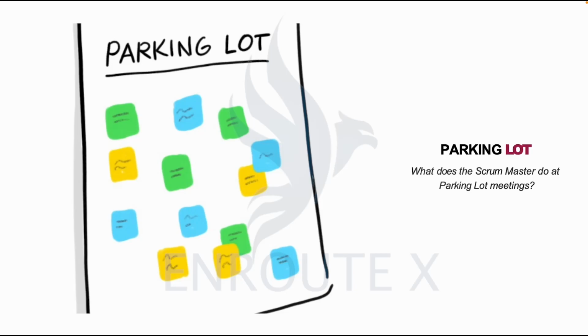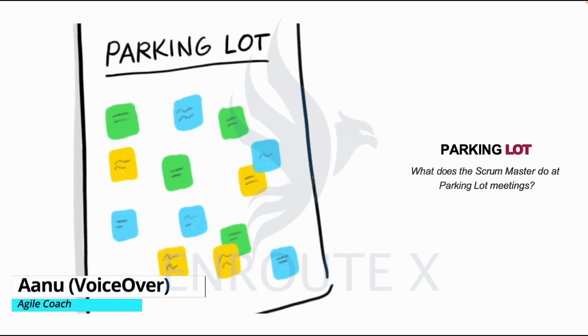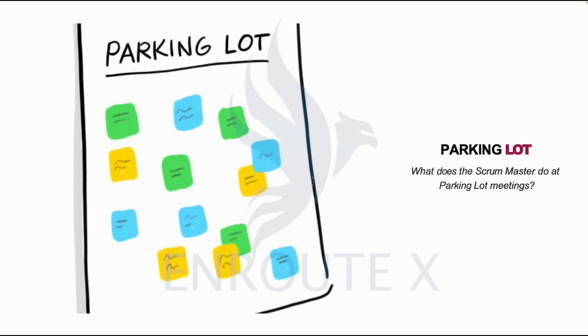Right, welcome back to class as we look at what the Scrum Master does during the parking lot meeting. In the last lesson, we looked at what the Scrum Master does in the backlog refinement meeting. Before that lesson, we looked at what the Scrum Master does in sprint planning, in the daily stand-up, in the sprint review, in the sprint retrospective, then backlog refinement, and now the parking lot.